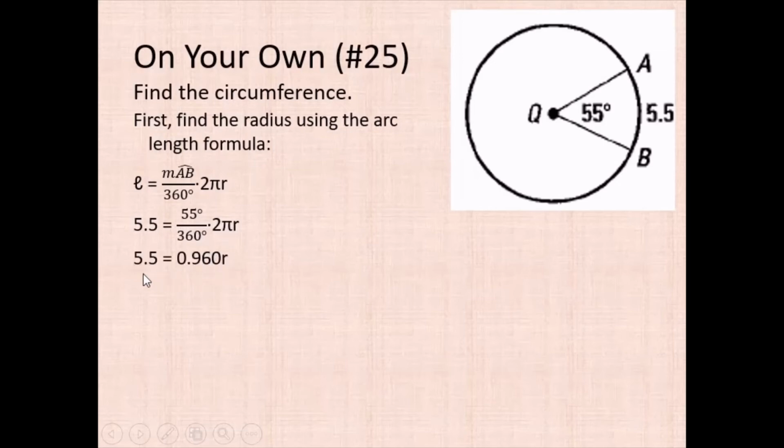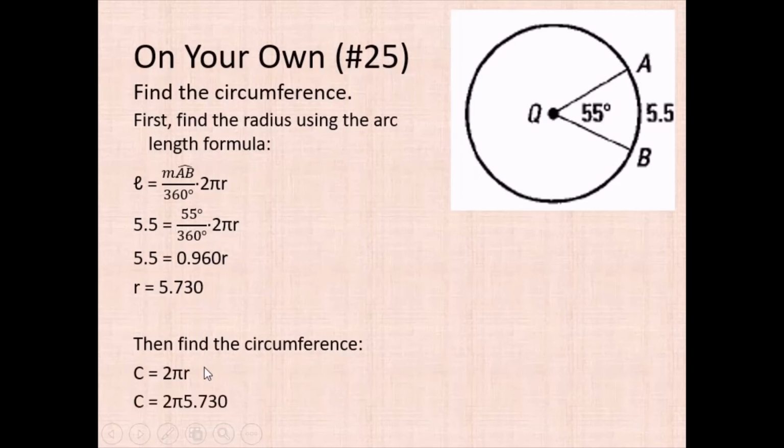And then I want to divide that over, 5.5 divided by 0.960, and that gives me an r value of 5.73. So now I've figured out what the radius is of this circle. I can now go back and use the circumference equation, 2 pi r, using 5.730 as r, and working that out in the calculator. Hey, look at that, it comes out nicely to 36. So the circumference is 36.